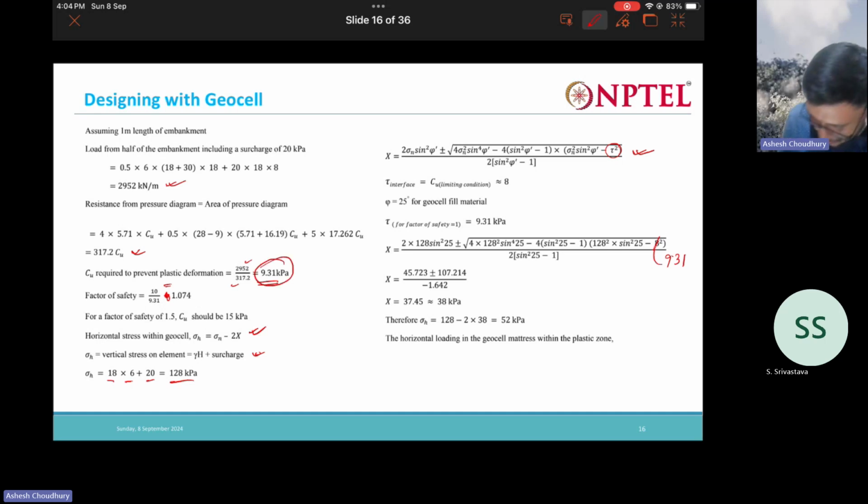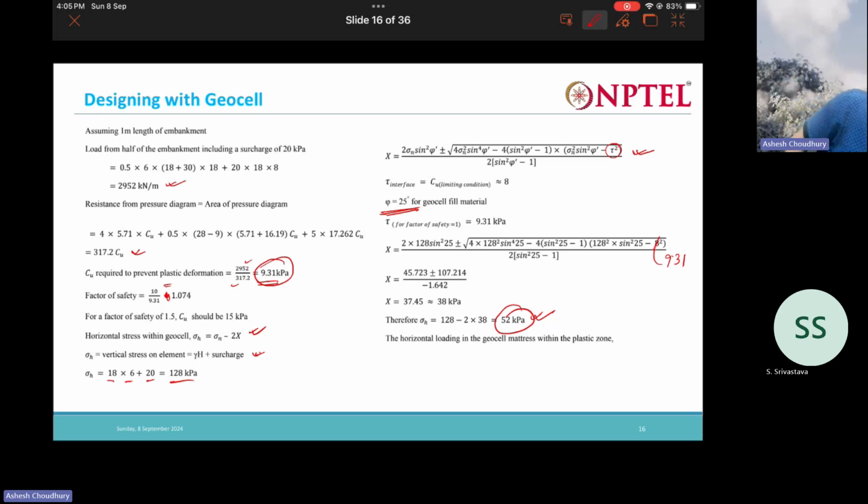They have made some mistake here. Finally, put all the values and find out the horizontal pressure. Put the phi for the geocell material, whatever material you are filling in, and then find out the horizontal stress. So the horizontal stress coming into any element in the geocell is 52 kPa. That means a geocell of height 1 meter having a tensile strength of more than 52 kN per meter has to be used. The minimum tensile strength has to be 52 kN per meter.